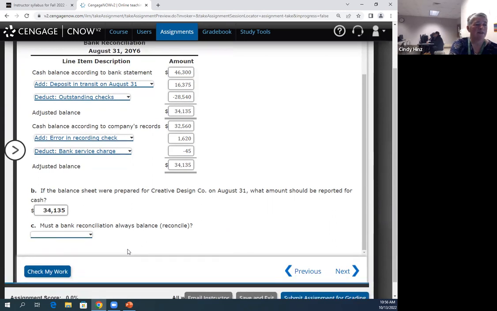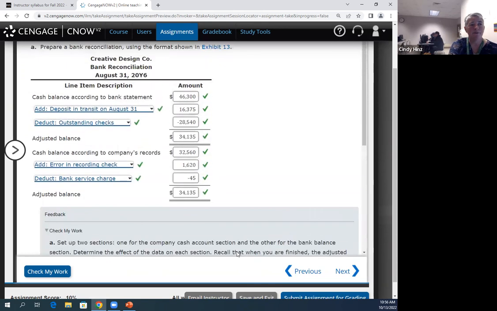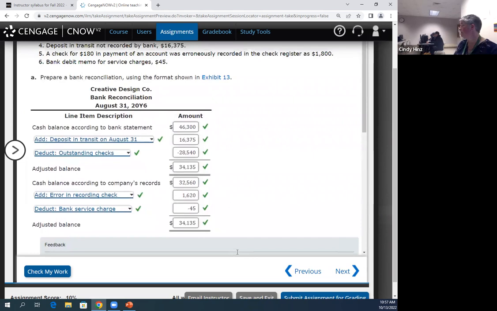Must a bank reconciliation always balance? What do you think? Yes. Yes, it must. Every company should be doing bank reconciliations. They must be. This is a very important internal control, check and balance on their most vulnerable asset, that being cash. Any questions on that before we keep going?